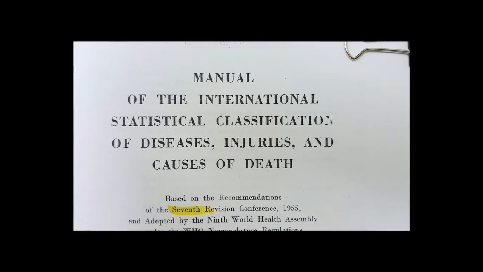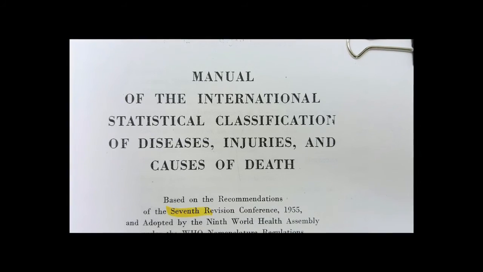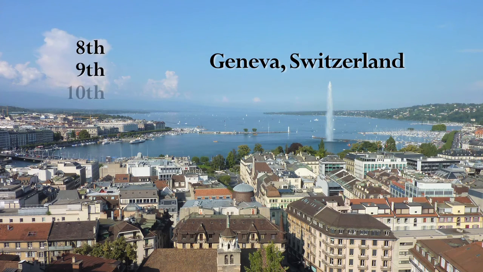The seventh meeting in 1955 was the last to take place in Paris. The 8th, 9th, and 10th revision meetings in 1965, 1979, and 1989 all took place in Geneva. These all resulted in classifications that were adapted for use in the U.S.